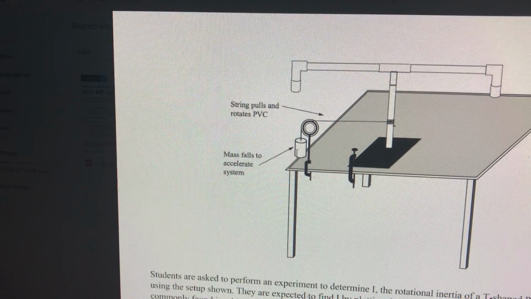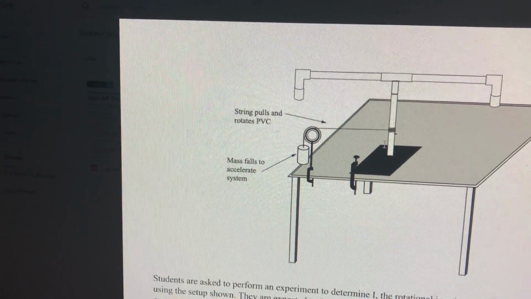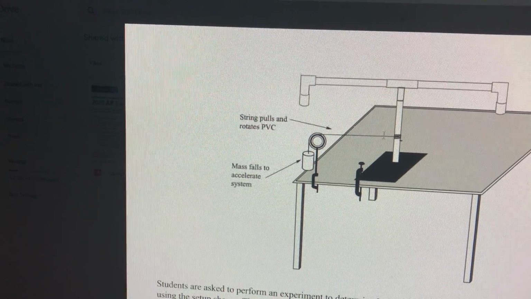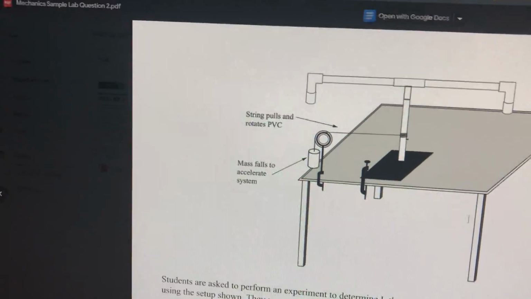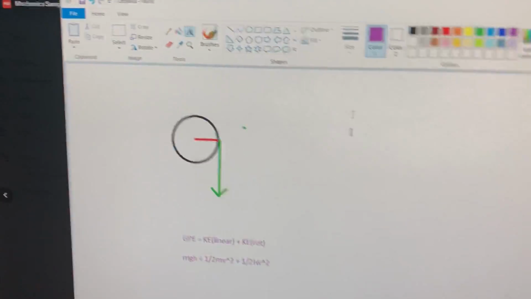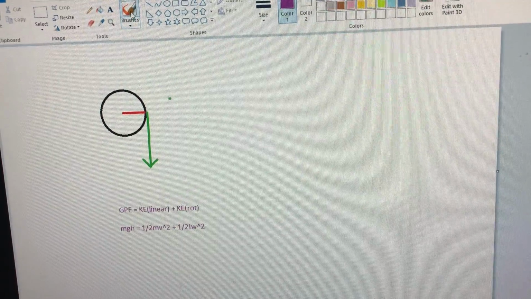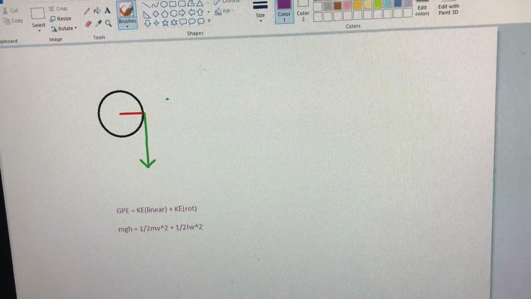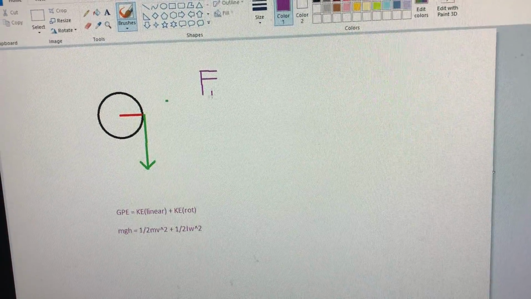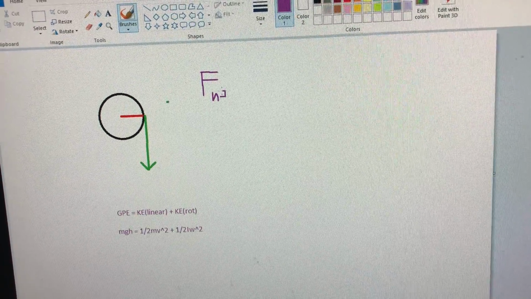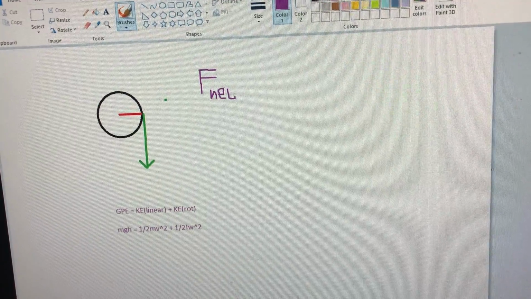So if we're going to find the net force, there's a net or total force that's pulling down and therefore is pulling on this and causing it to rotate. But that force isn't just based on the force of gravity. I'm going to draw a little equation here. So the force net, or the net force.